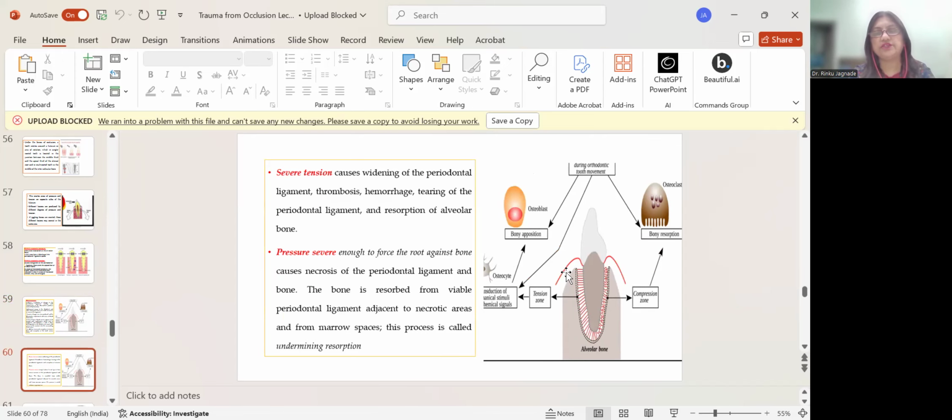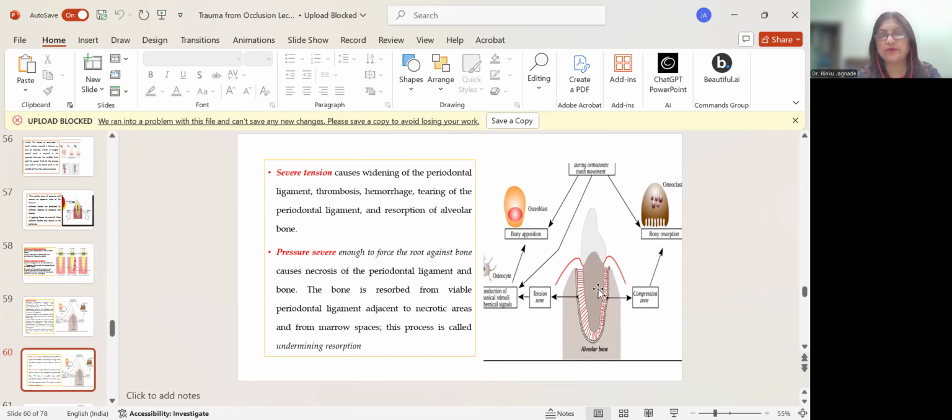Now severe pressure and severe tension. When that was excessive, greater pressure. Now severe tension and severe pressure. Now pressure severe enough to force the root against the bone. If the force is still increased and it is becoming severe, now what will happen? If the second part there was compression of the periodontal ligament fiber. Now there will be enough pressure to force the root against the bone.